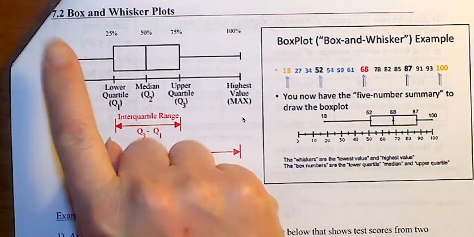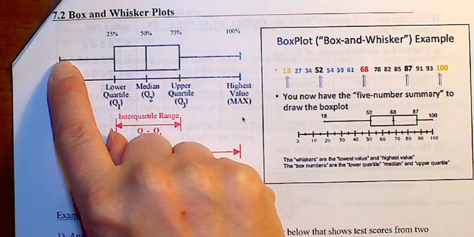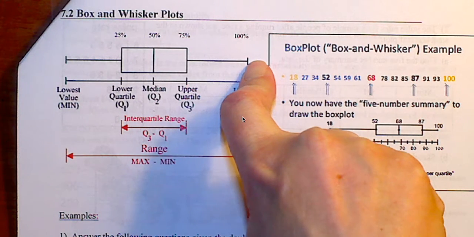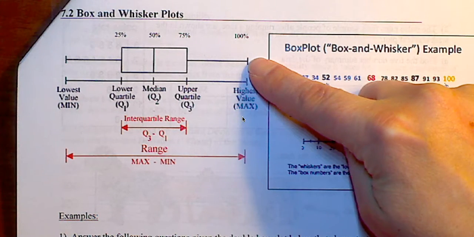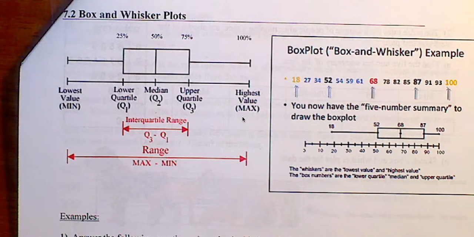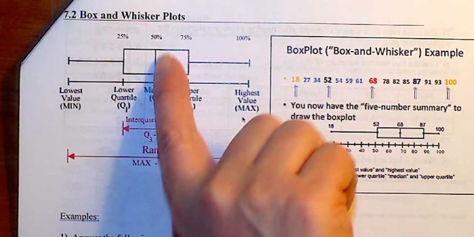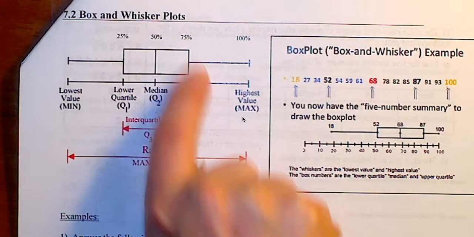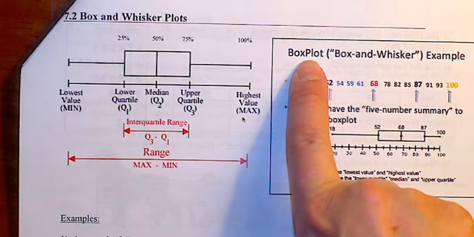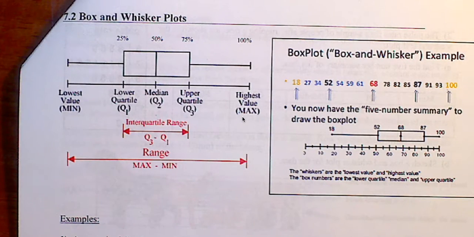Now, the lowest value is at the end of the left whisker. The highest value is at the right end. That's the minimum and the maximum, okay? The median, the middle number, is represented by the middle bar inside this box. The mean is actually nowhere in a box and whisker plot. Nowhere. Also called a box plot, okay? And that is one of the common misconceptions.